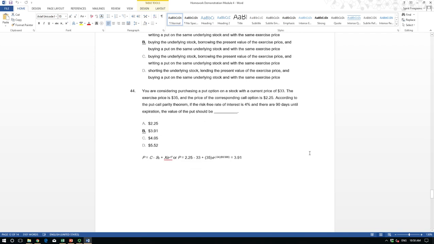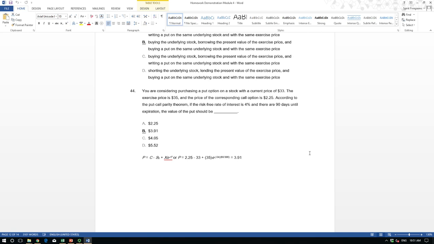Last one, 44. You are considering purchasing a put option. The stock price is $33, the exercise price is $35, and the price of the corresponding call option is $2.25. According to put-call parity, if the risk-free rate is 4% and there are 90 days until expiration, the value of the put option should equal what?